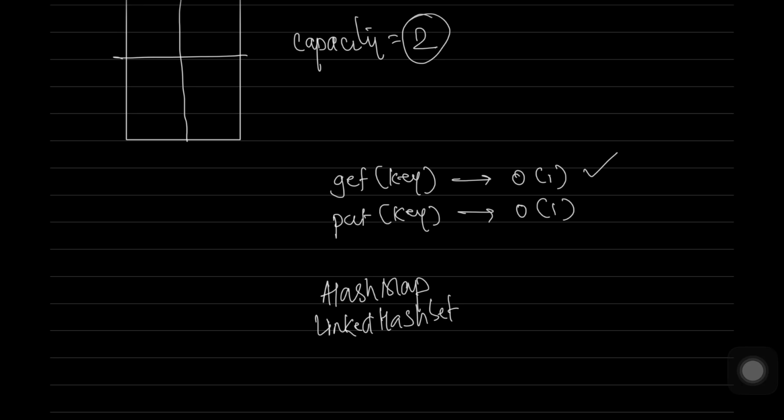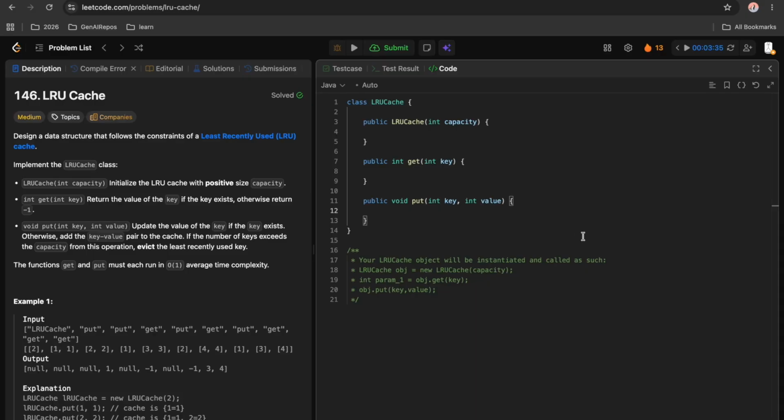The hash map will store our key-value pairs. The LinkedHashSet will keep track of access order, since a LinkedHashSet maintains insertion order and allows O(1) removal and addition. It is perfect for tracking which element is the oldest.